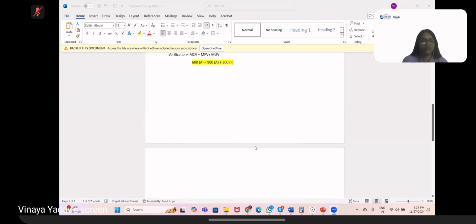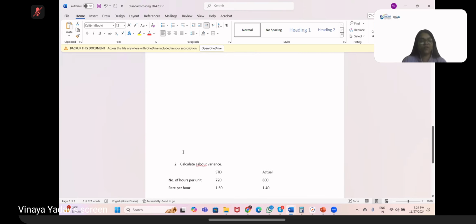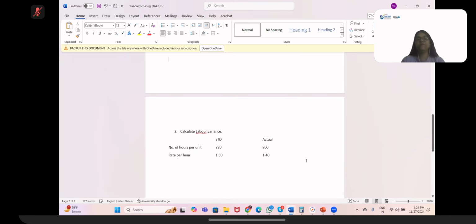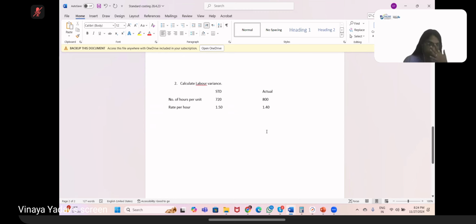Fine? Great. Now moving on to the next one, in which we will calculate labor variances. Okay, just like we did for material, we are going to do it for labor. So calculate labor variances. All the three variants we will calculate here also.